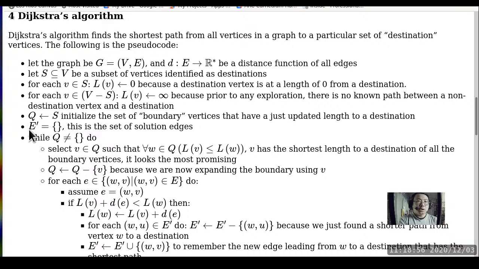And we also initialize E prime to be an empty set. This set is going to be a subset of E, and it is going to be the set of all the quote-unquote solution edges.